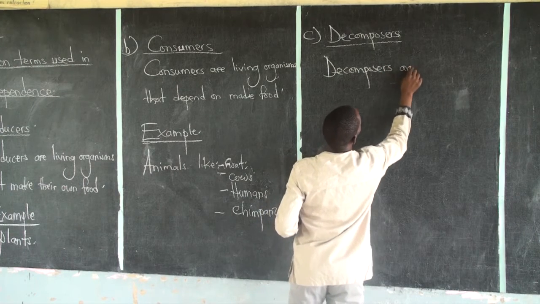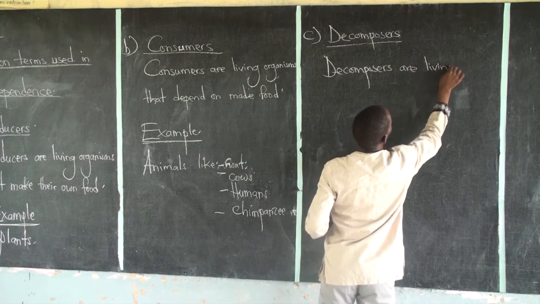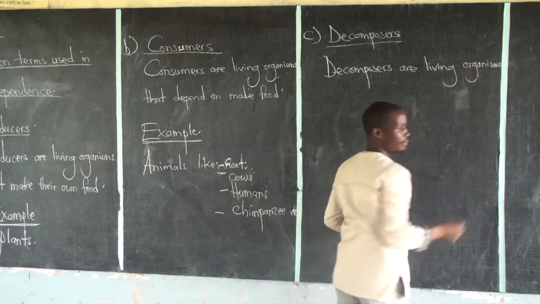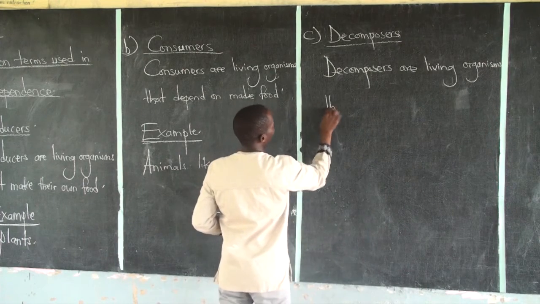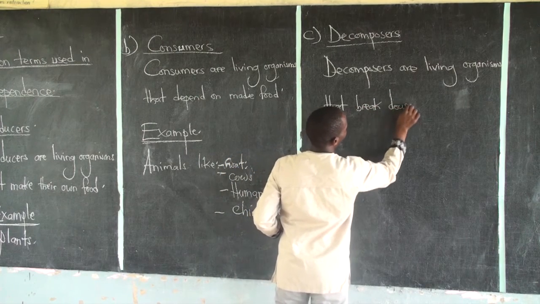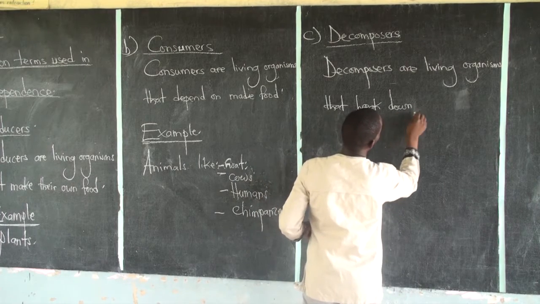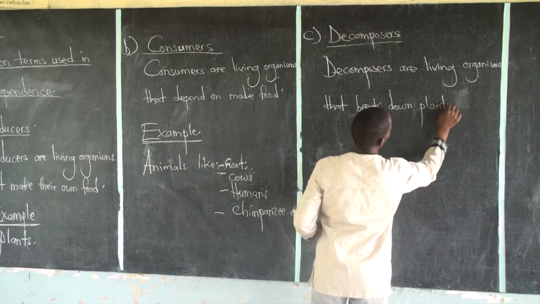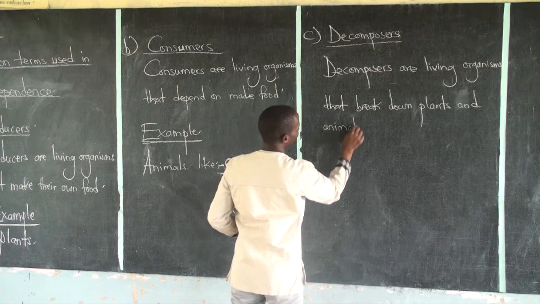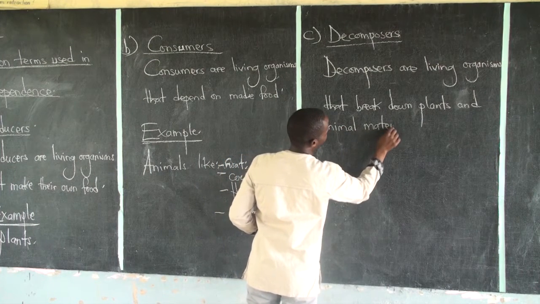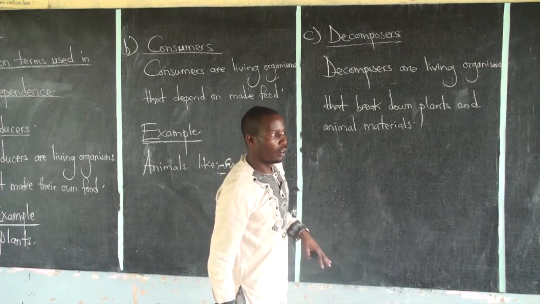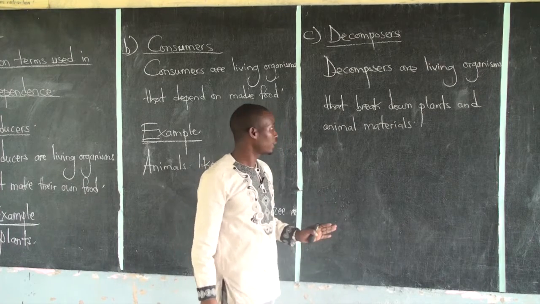Decomposers. Living organisms. Somebody can say living things that break down plants and animal materials. Yes, these materials can be remains, animal remains, if it's a human body or they are non-humans, if they are plants, all those ones.